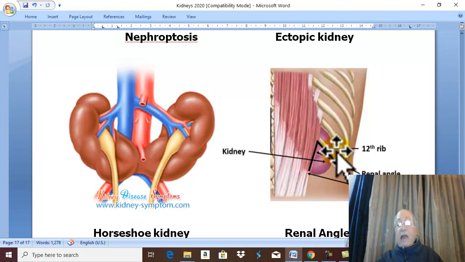Renal pain. Renal pain is a dull aching pain felt in the renal angle. What is the renal angle? This angle on the back of the patient, between the last rib and the lateral border of this muscle, which lies just beside the spinous process. Here is the spinous process, and this muscle is called the erector spinae muscle. Between the lateral border of the erector spinae muscle and the last rib, there is an angle called the renal angle. And here, the renal pain is felt.